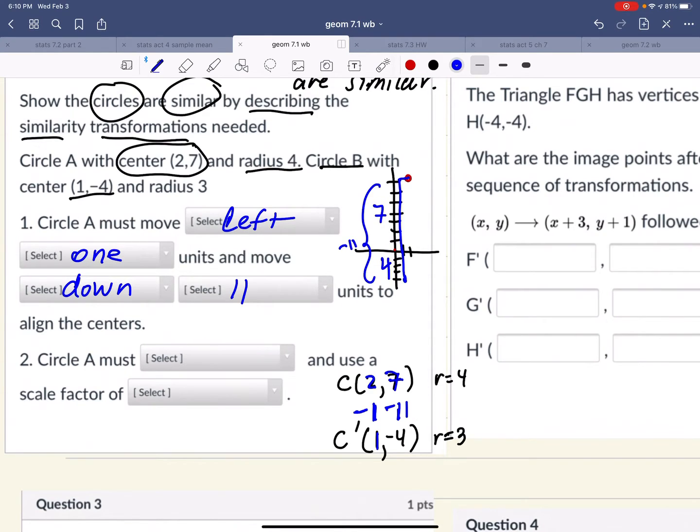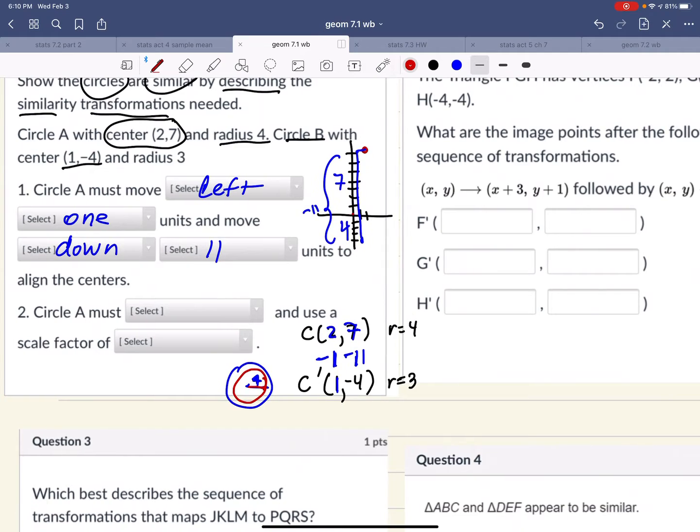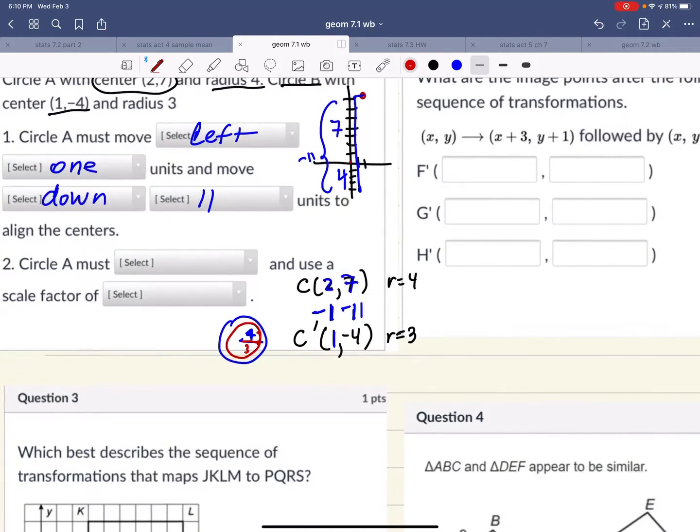So now, if I take a circle from one location to another, but it's a bigger one, it has a radius of 4, and once I move it down to the other one, it's going to have a radius of 3, so I need to dilate it. Circle A must dilate. I need the circle to reduce. It gets smaller, right? By a scale factor of what?